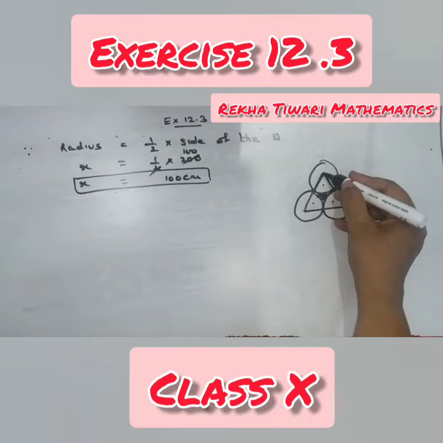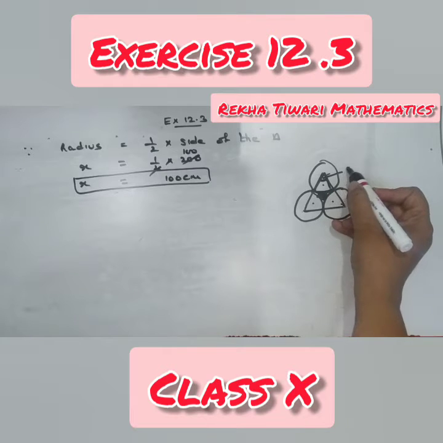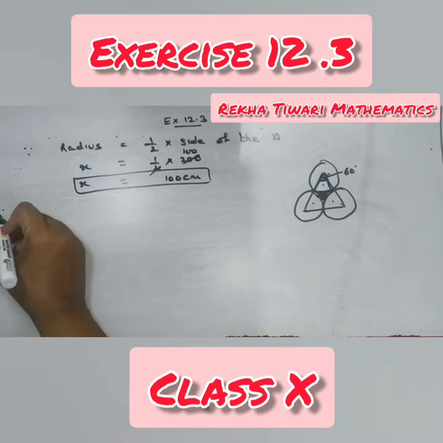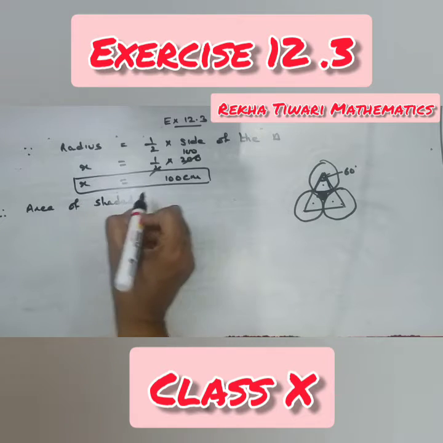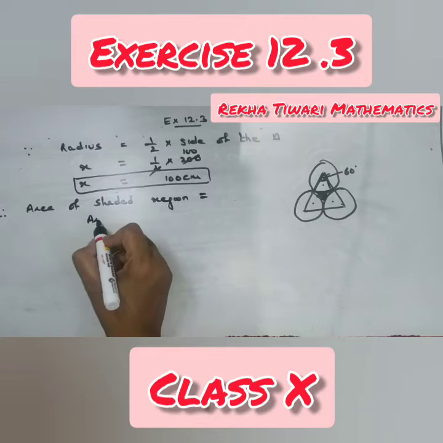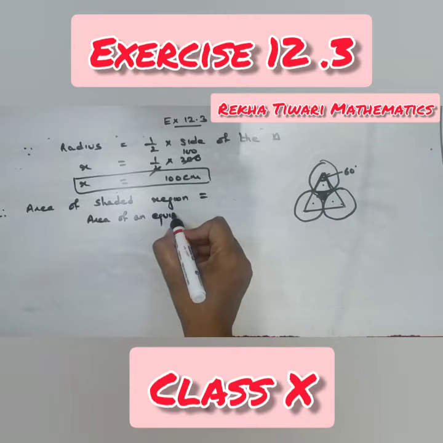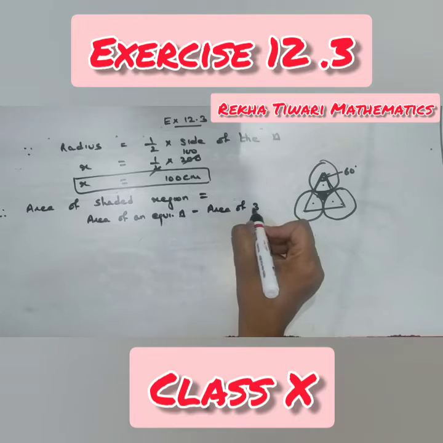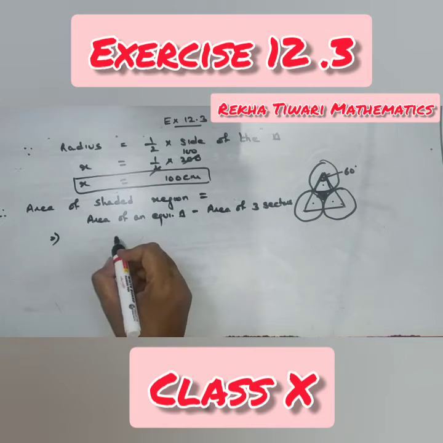These are the sectors bounded by radii and the arc. And you know the angle is 60 degrees because this triangle is an equilateral triangle. So therefore, area of shaded region is equal to area of an equilateral triangle minus area of 3 sectors. Area of equilateral triangle is already given to you in the question.